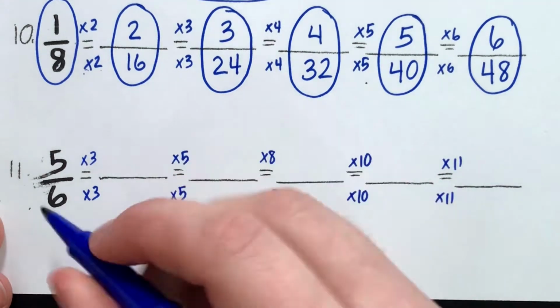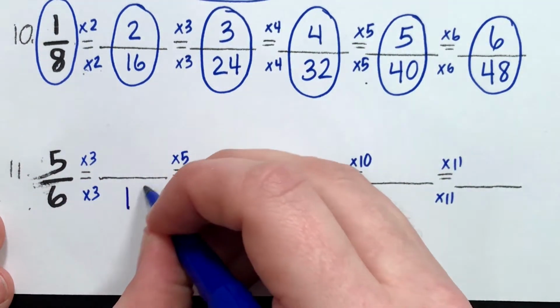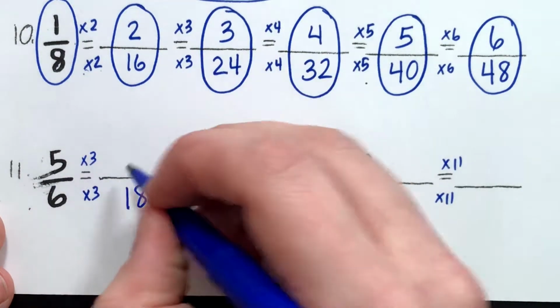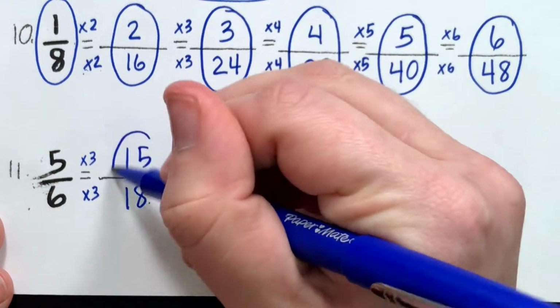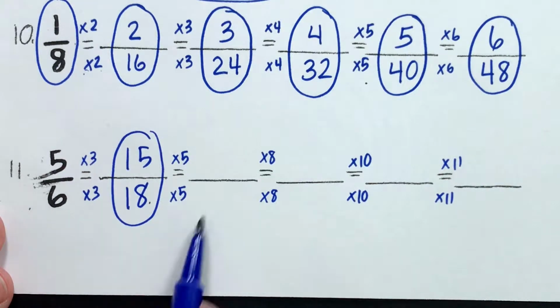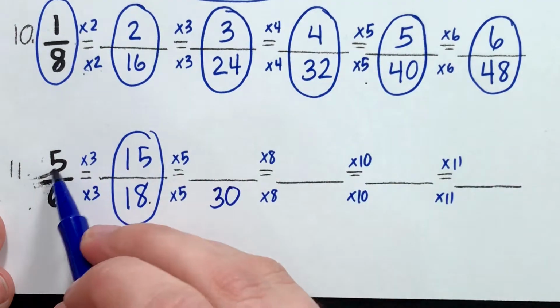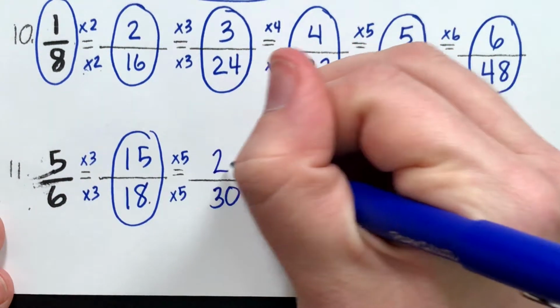All right, so let's start back at the beginning here. 6 times 3 is 18. 5 times 3 is 15. 15/18 is an equivalent fraction to 5/6. All right, so now 6 times 5 is 30. 5 times 5 is 25.